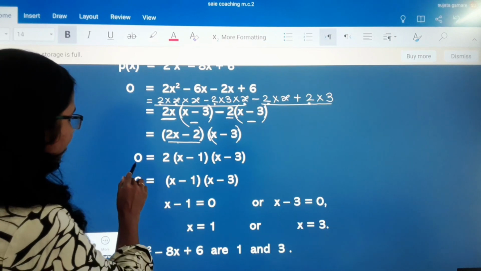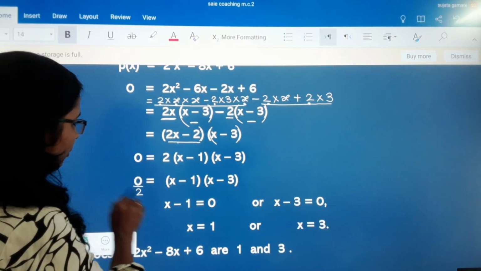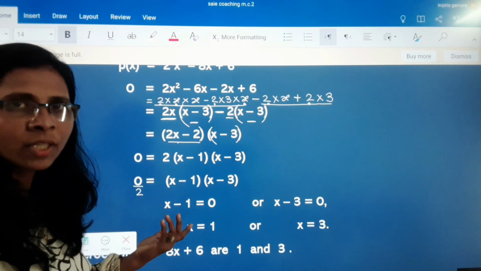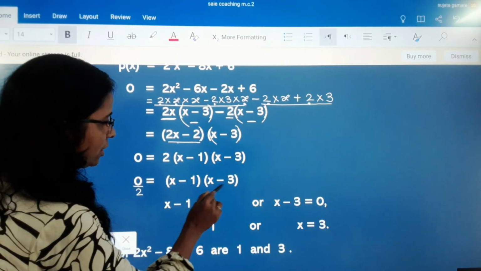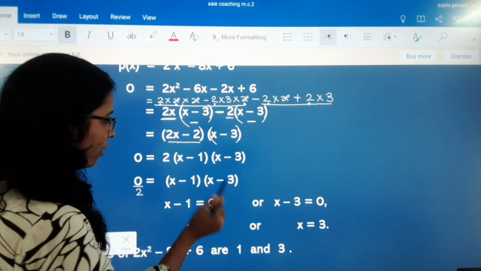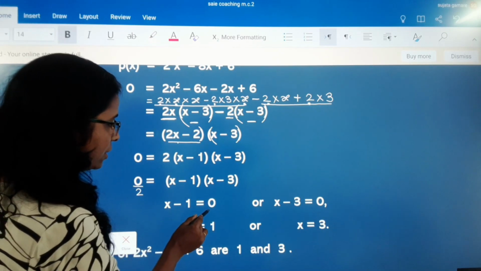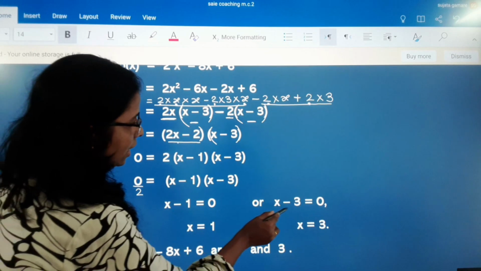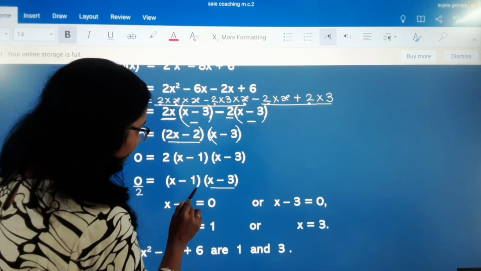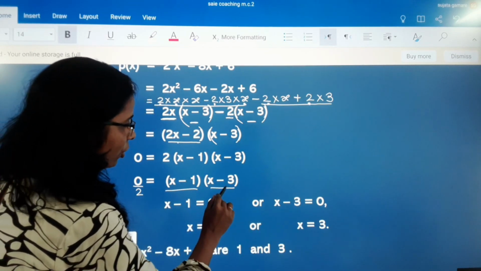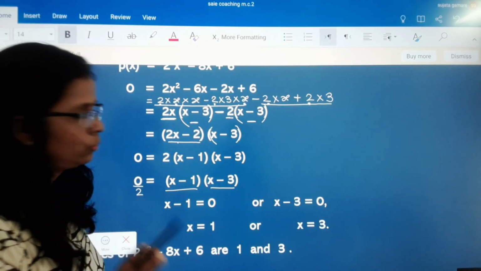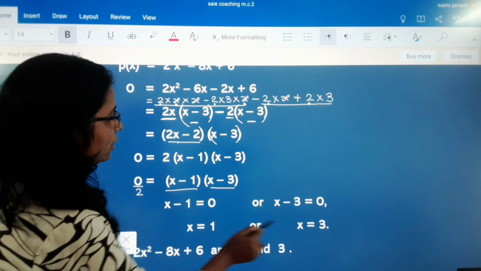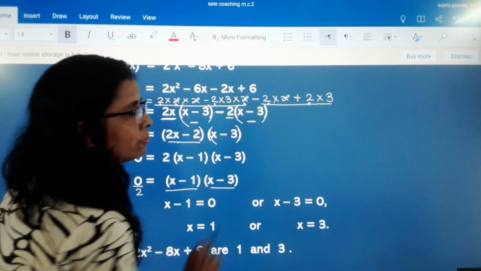Now divided by 2 here. So we get also 0. 0 by 2, that means 0. Now see x minus 1 is equal to x minus 3. Now here x minus 1 is equal to 0, or we can say x minus 3 is equal to 0. This bracket is equal to 0, or this bracket will be 0. Now x is equal to 1 and we get x is equal to 3.